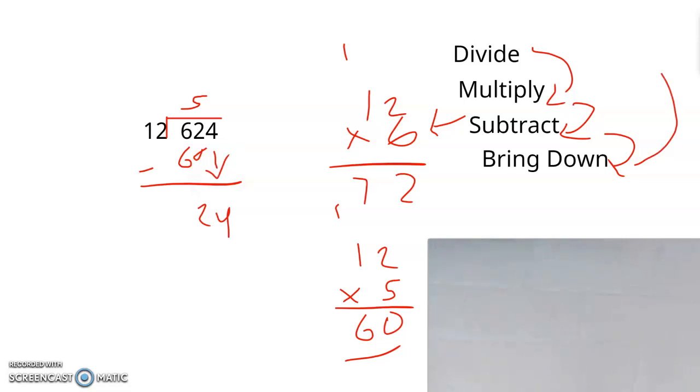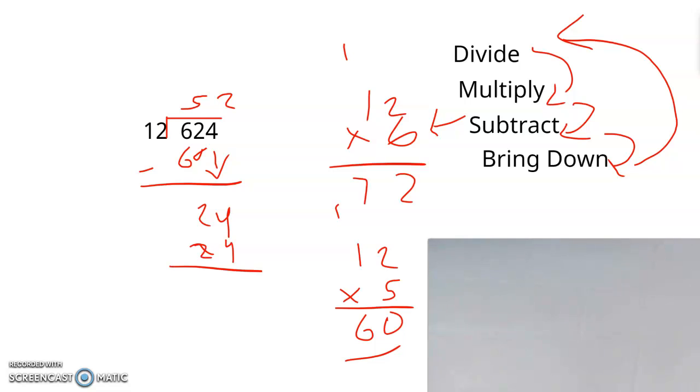Remember, once we're done with that, we have to go back up to the top. As long as we bring something down, we have to go back up to the top and continue dividing. Let's divide again. 12 goes into 24 2 times. And I'm going to go back through that sequence. I've divided, now I multiply. 2 times 12 is 24.